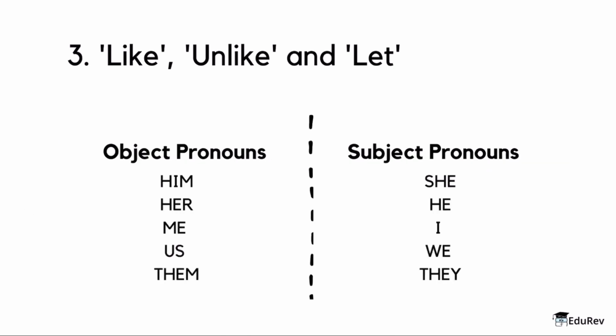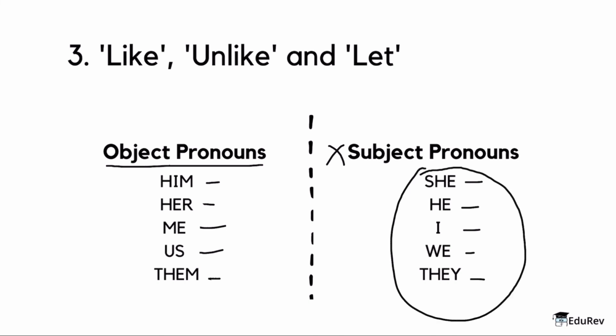There are two types of pronouns, the object pronouns and the subject pronouns. The object pronouns are him, her, me, us, and them. And the subject pronouns are she, he, I, we, and they. Whenever we use the words like, unlike, and let, we use the object pronouns after them, and not the subject pronouns. So whenever you encounter a spotting error question, and after the words like, unlike, and let, subject pronouns are used instead of object pronouns, you know what your answer and your spotting error is. Now let's start solving questions with like, unlike, and let.